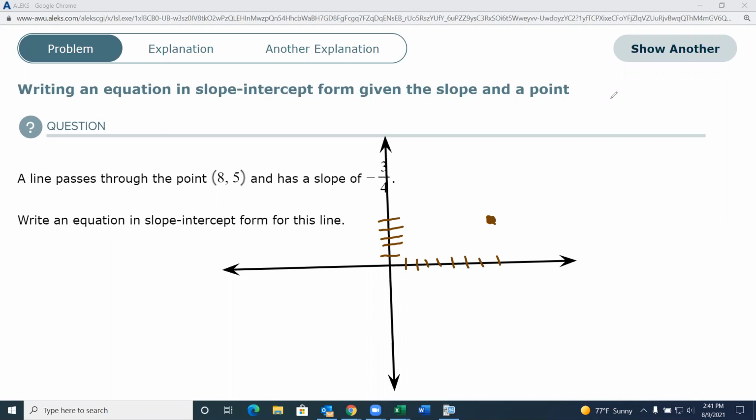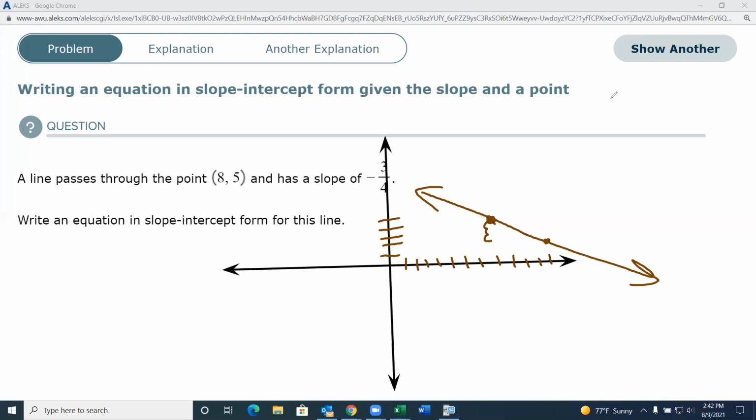So we're going to go down 3. So 1, 2, 3, about there. And then over 4, 1, 2, 3, 4, to about there. And so the line is going to look about like that. Now they don't want the graph, but it's not bad to practice.